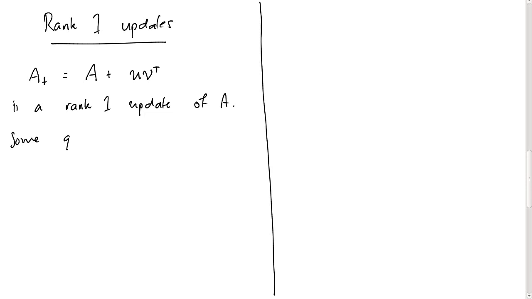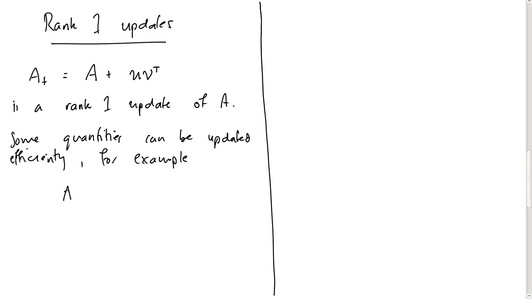So some quantities can be updated easily or efficiently. For example, we can update A inverse. If we already know A inverse and we do a rank 1 update to A, then we can easily update A inverse as well. I'll show you how to do that soon.